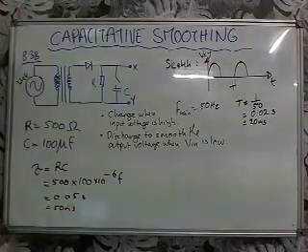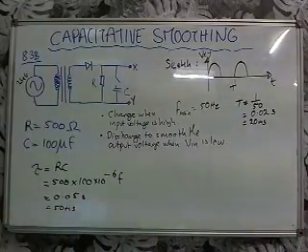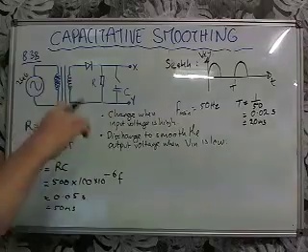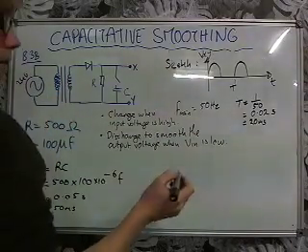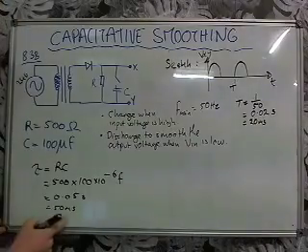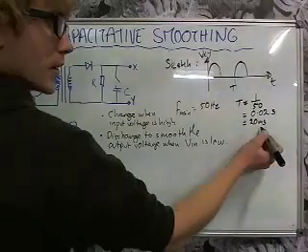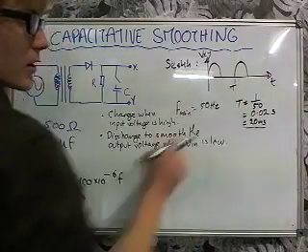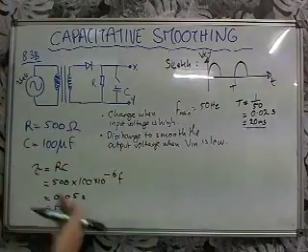Now remember, the time constant is how long it takes for the capacitor to discharge 66% of its value, or to drop to 33%. And so it will take 50 milliseconds for the capacitor to lose that amount of value. The period of this signal is 20 milliseconds. And we synthesize those two bits of information to make an estimate of what the smoothed signal will look like.